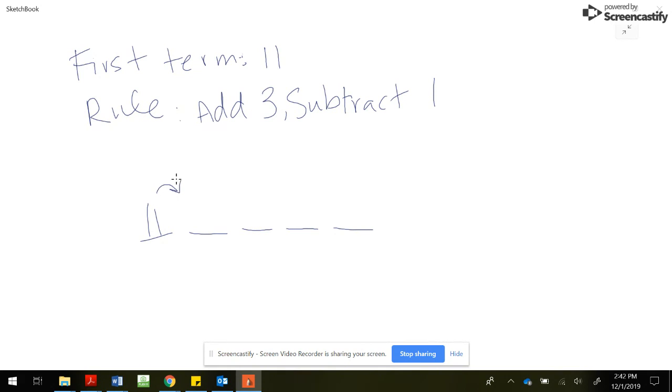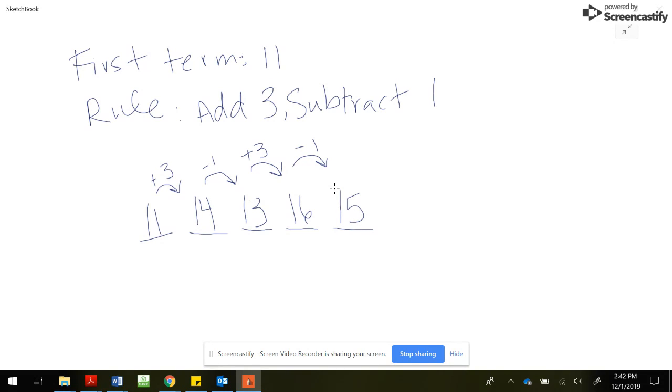So what I'm going to do is I'm going to add 3 here, then on my next step subtract 1, then add 3, then subtract 1. If they wanted us to add 3 and subtract 1 in the same step, they would tell us that simplified version, which is add 2. So 11 plus 3 is 14. 14 minus 1 is 13. 13 plus 3 is 16. 16 minus 1 is 15.